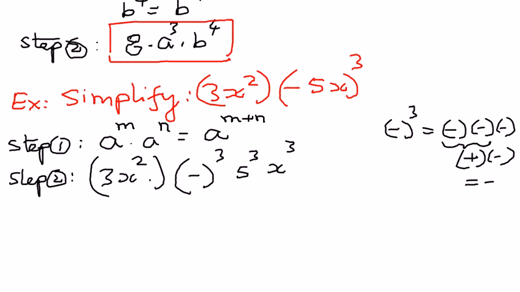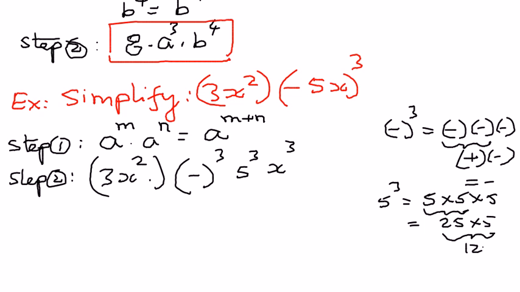Then 5 raised to the power of 3 means the base term is repeated 3 times: 5 times 5 is 25, 25 times 5 is 125, and then x to the power of 3 is x to the power of 3. So therefore we can write this as 3x to the power of 2 times negative 125 x to the power of 3. This whole thing is within parentheses like that.